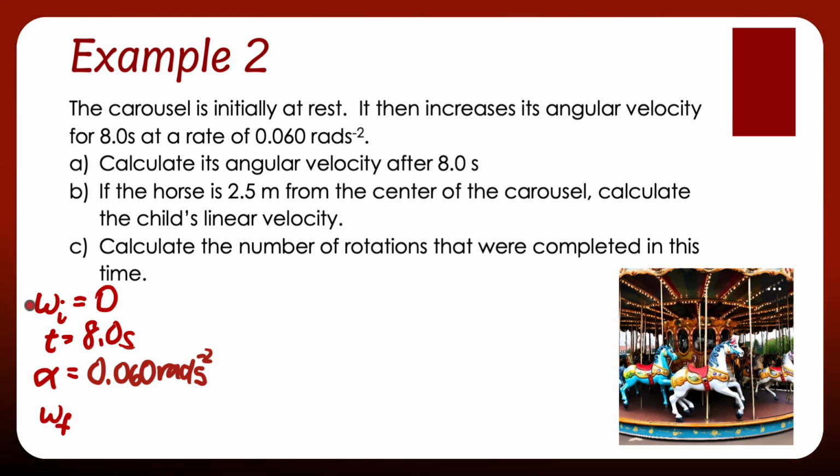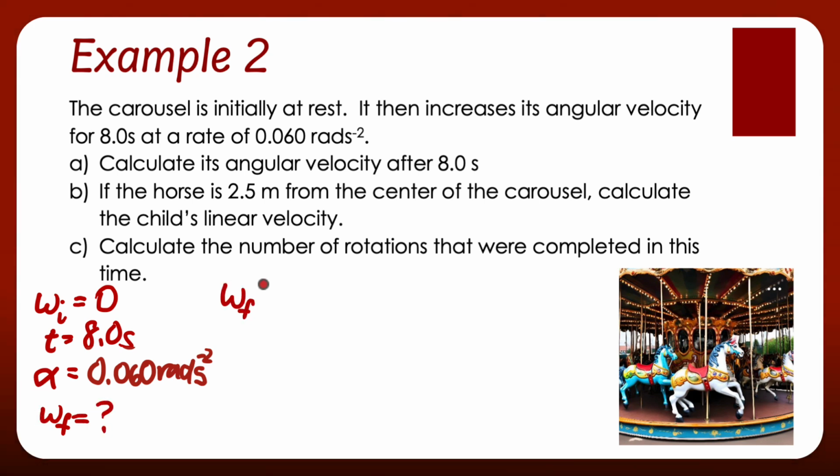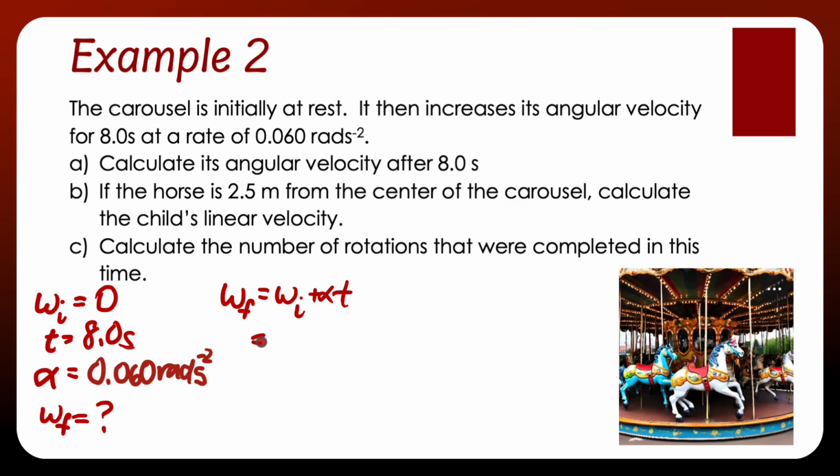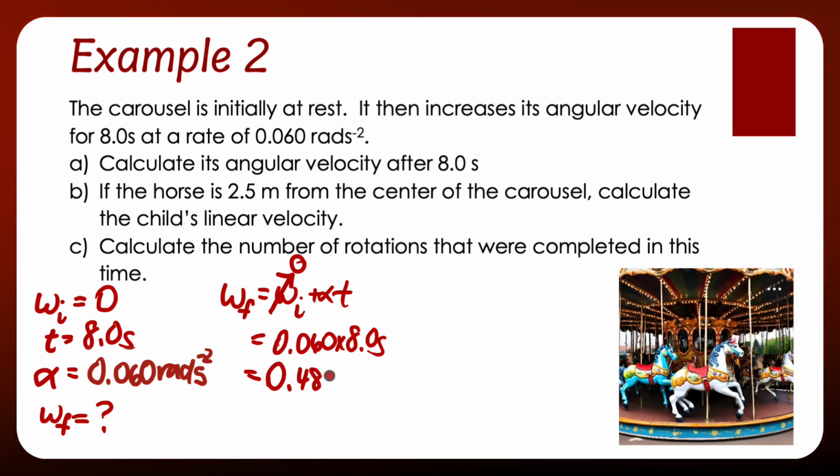So I go to my data booklet. I'm looking for the one that has omega i, time, alpha, and omega f. And it's already in the right order for me. So I'm going to simplify this, make that easier because that's a value of 0. So I'm just going to have my angular acceleration times my time and my final answer being 0.48. And it's going to have units of radians per second. I'm just going to put that number up here so we can use it later.